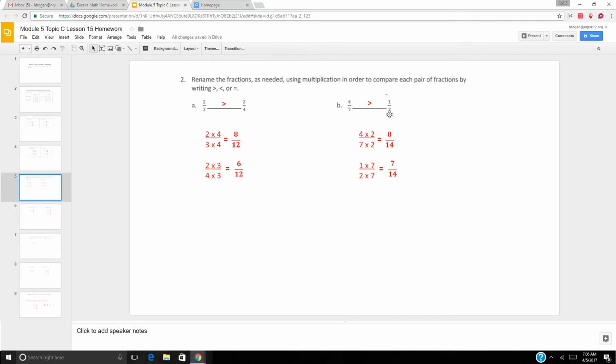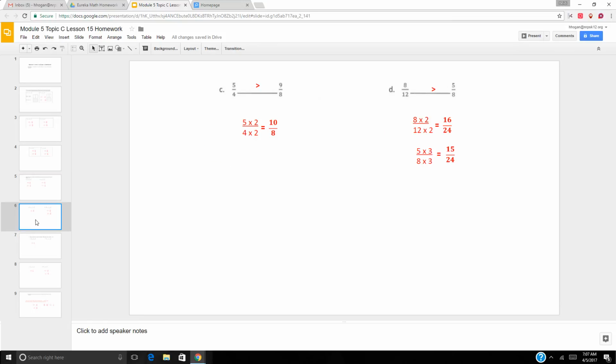We have 4/7 and 1/2. We know that 7 and 2 have a common multiple of 14, so 7 times 2 is 14, 4 times 2 is 8. 2 times 7 is 14, 1 times 7 is 7. So 8/14 is greater than 7/14, which means 4/7 is greater than 1/2.